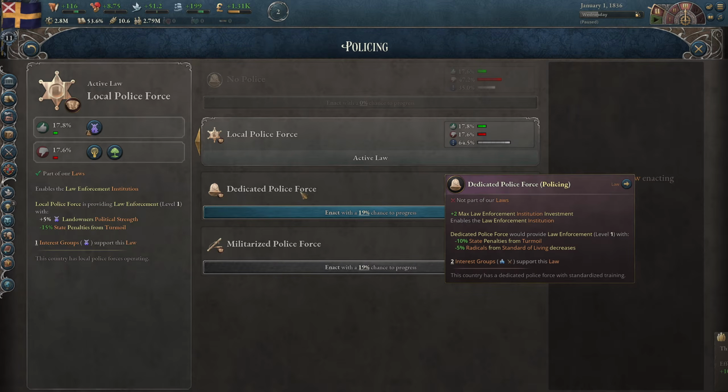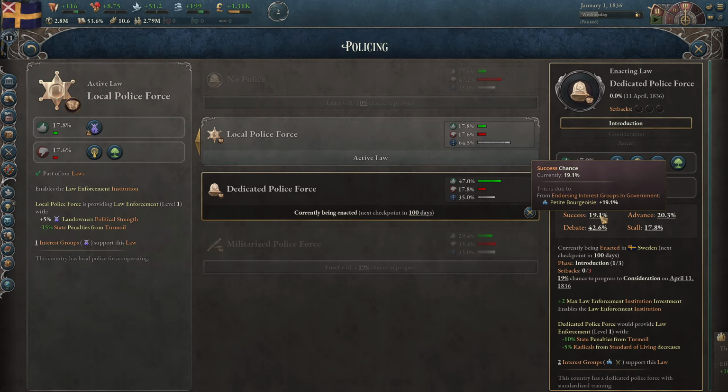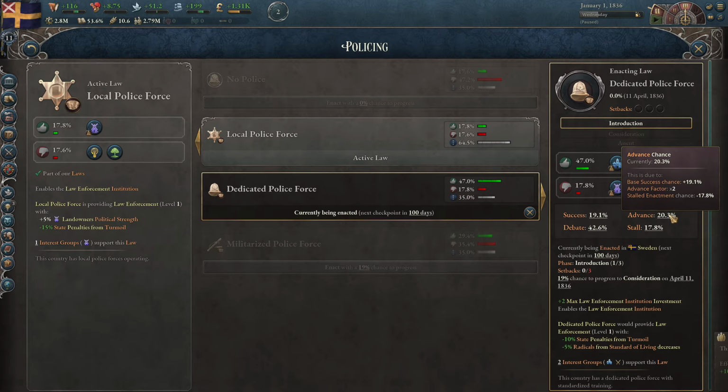So I will go to a dedicated police force, and then you have this screen here. We already told that we had a 90.1% chance to succeed because of the petite bourgeoisie in the government. We have a 17.8% chance to stall because of the landowners. There's a 42.6% chance to have a debate with an event we can click. And we have a 20.3% chance to advance to the next state. So we have a very good chance to succeed.